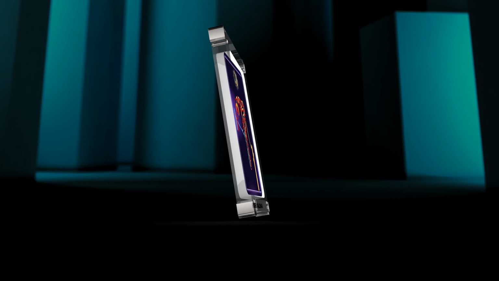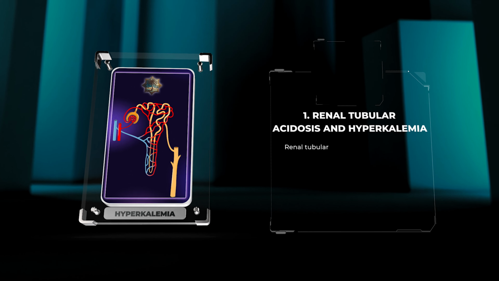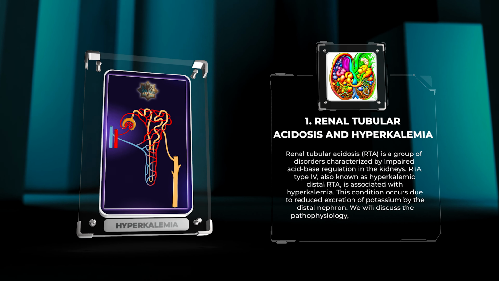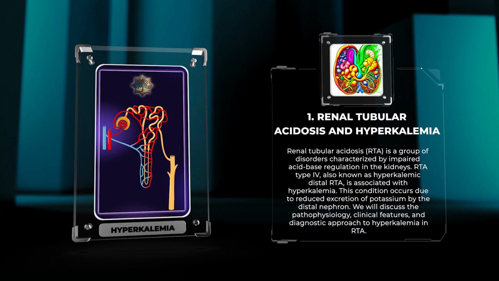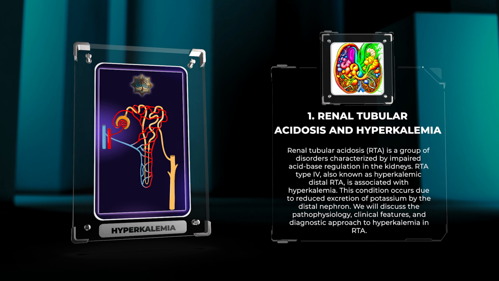Renal tubular acidosis, RTA, is a group of disorders characterized by impaired acid-base regulation in the kidneys. RTA type 4, also known as hyperkalemic distal RTA, is associated with hyperkalemia. This condition occurs due to reduced excretion of potassium by the distal nephron. We will discuss the pathophysiology, clinical features, and diagnostic approach to hyperkalemia and RTA.